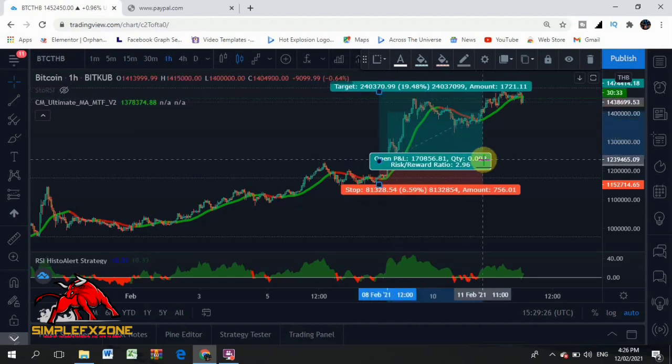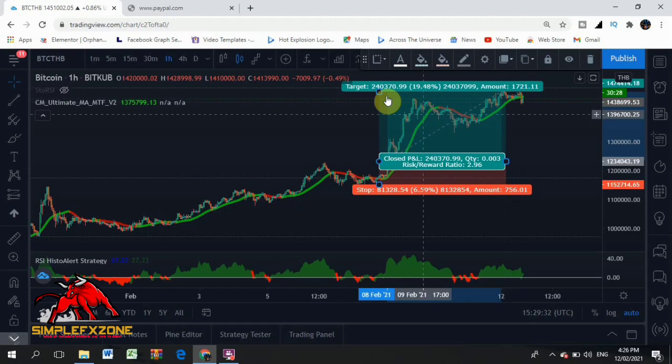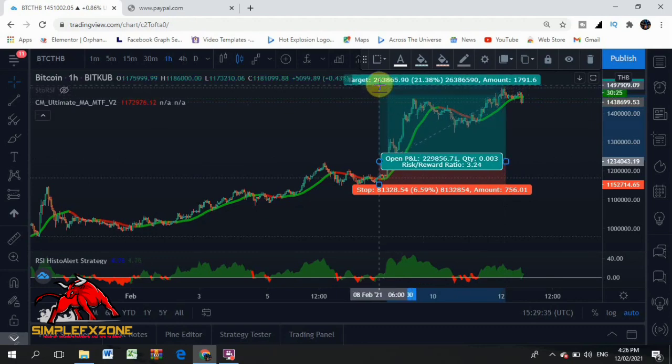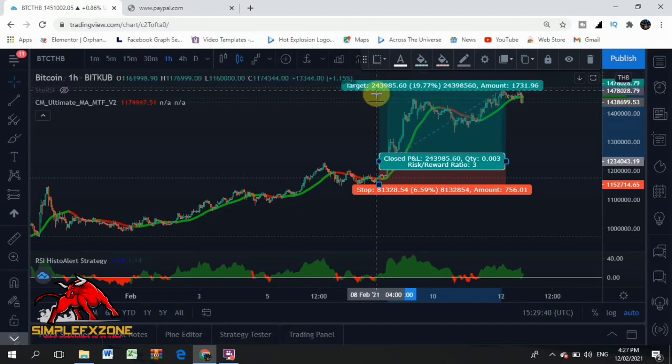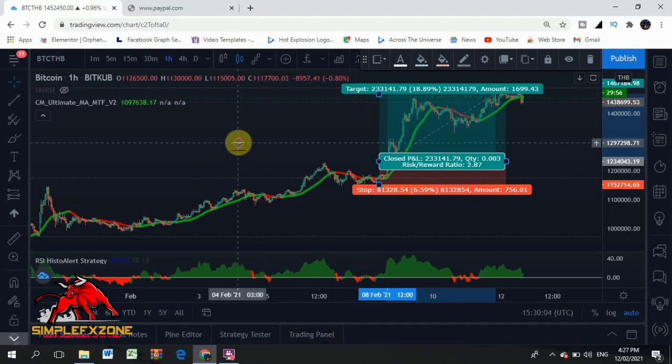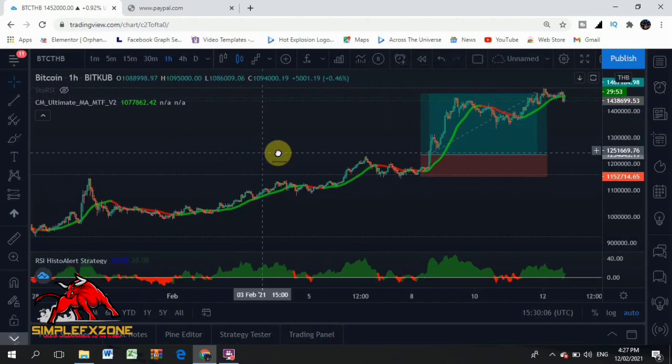Guys, as I always say, this is not financial advice. You have to play with it and make sure you have good confidence in the strategy before you use it on your real account. Study the strategy, do your research. When you are satisfied that the strategy is okay for you to use, then you jump into it. So this is not financial advice.